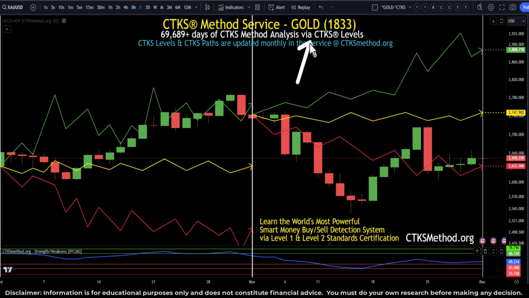In order to apply three-dimensional risk management, we do CTKS paths, and they're part of Level 2 standard certification. These price paths help us to predict where the end-of-month price could be at the start of the month. So we draw out these paths and we don't change them. Now, what does it mean for last month?